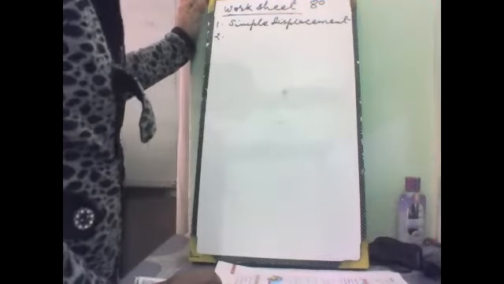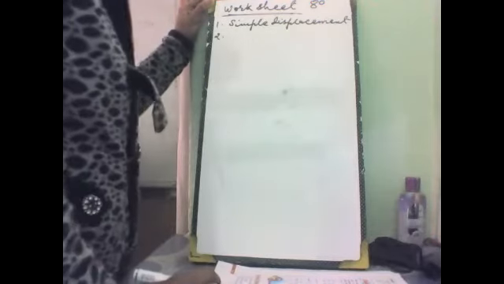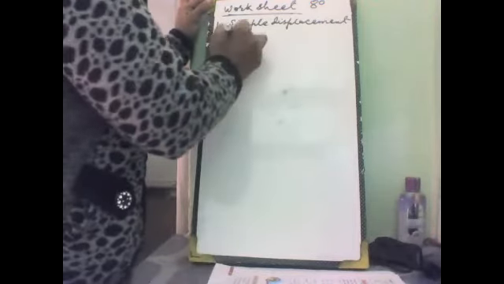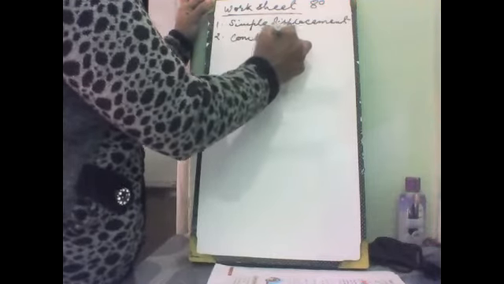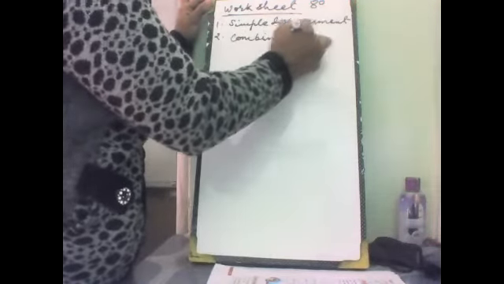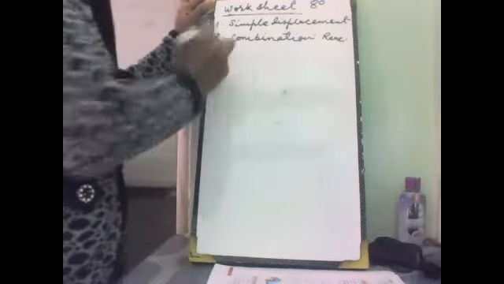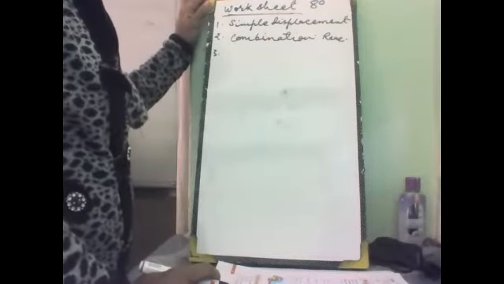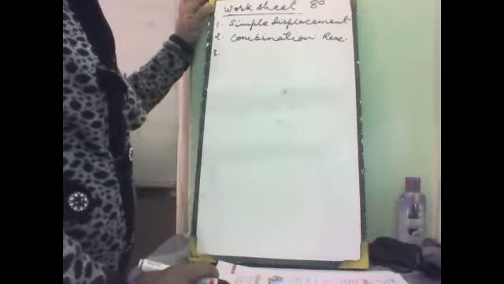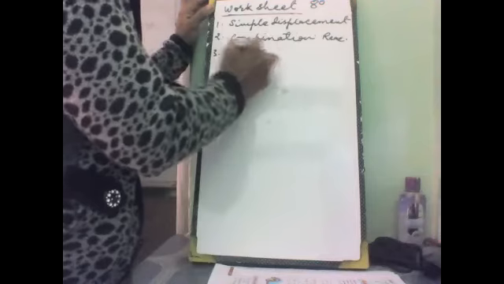Then nitrogen reacts with oxygen to form nitrous oxide, a combination reaction. They combine together to form a new substance. Potassium iodide reacts with chlorine and forms KCl and iodine. It is also a simple displacement reaction.